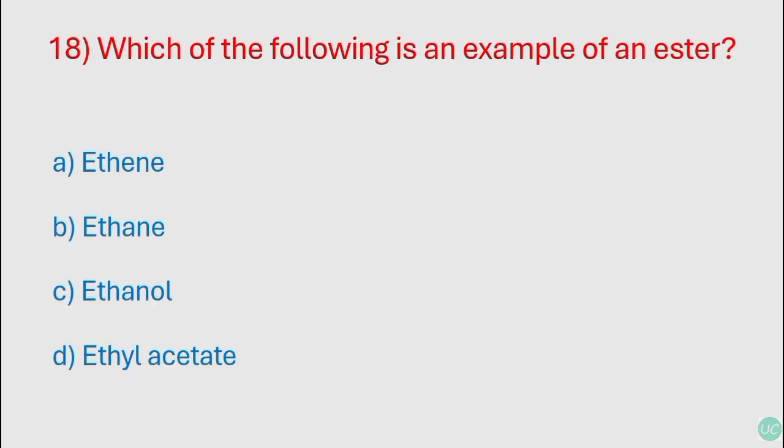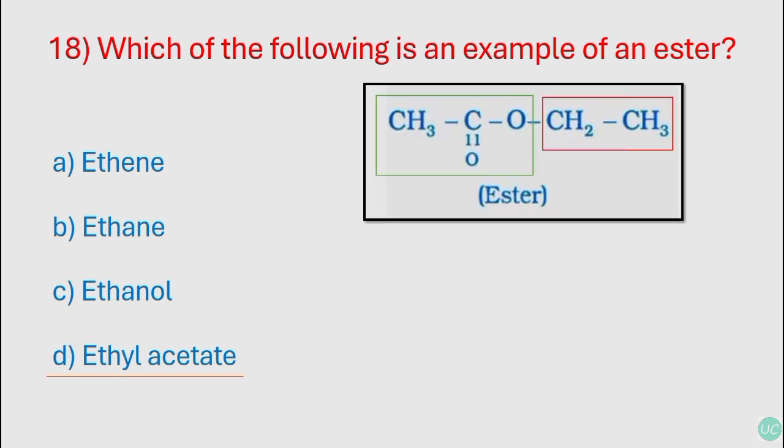Okay, our next question is: which of the following is an example of an ester? Option A, ethene. Now ethene is 2 carbons with a double bond, ethane is 2 carbons with a single bond, and ethanol is 2 carbons with a hydroxyl group at the end. And ethyl acetate is the correct option, it is an ester. Now as you can see from the figure, the red box is the ethyl part and the green box is the acetate part that comes from the acetic acid.